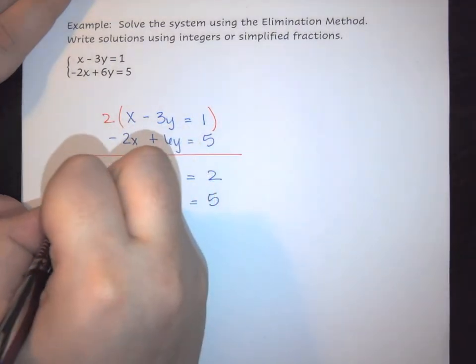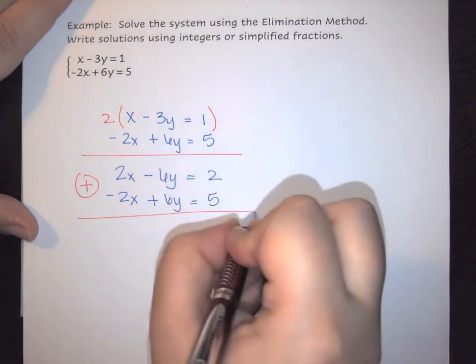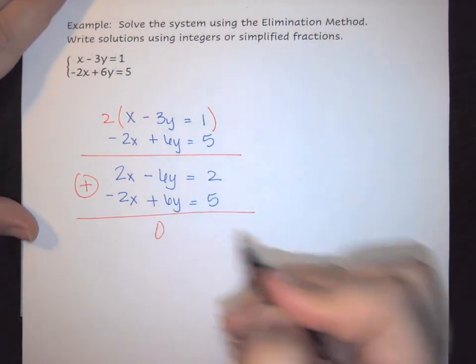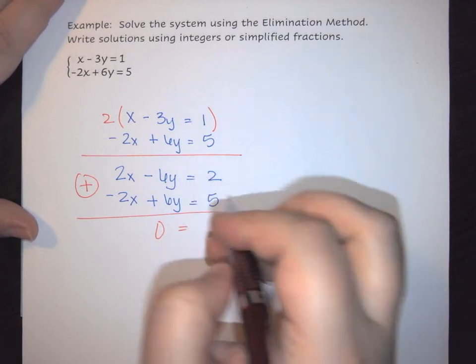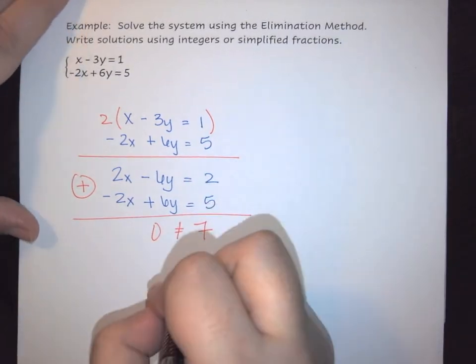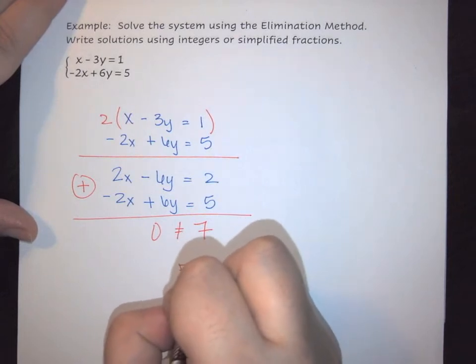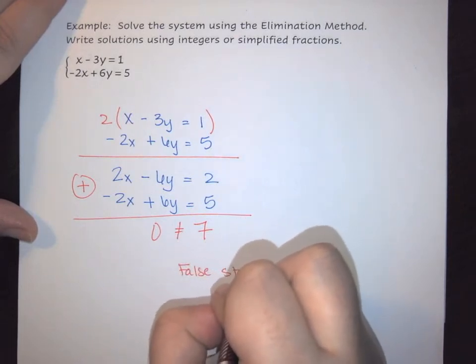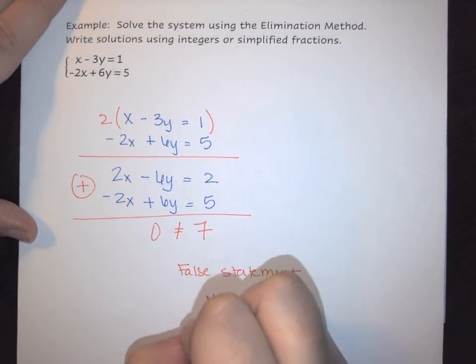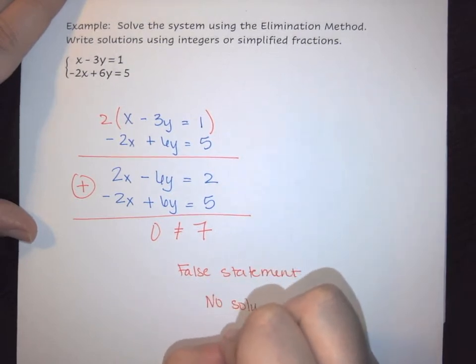Now I can go ahead and do my vertical addition step. So 2x minus 2x is going to give me a 0. 2 plus 5 is 7. This is a false statement, which means no solution.